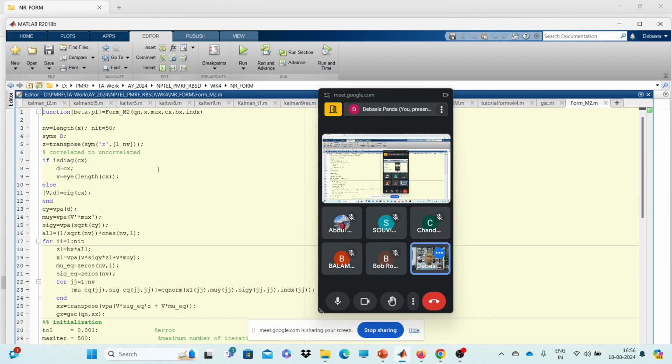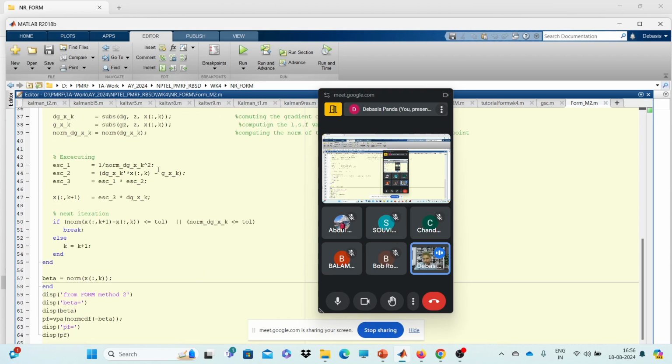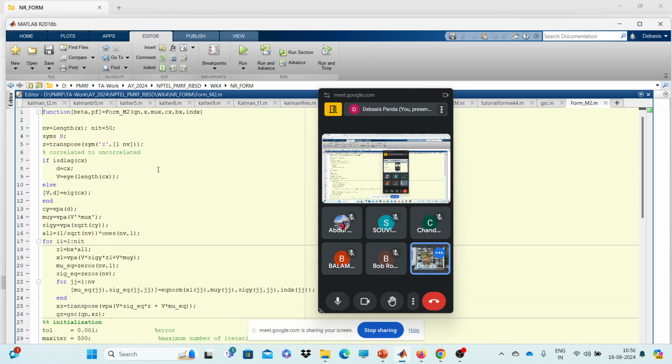In the matrix notation, you can achieve convergence for all kinds of problems. This function file form M2 we will discuss line by line in the next class. Before that, we need to understand the convergence from non-normal to normal space. If correlations are there, you need to put in some loops or checks: first convert correlated to uncorrelated variables, and then solve the rest of the things.